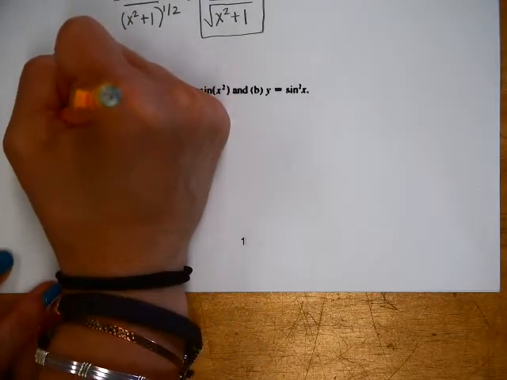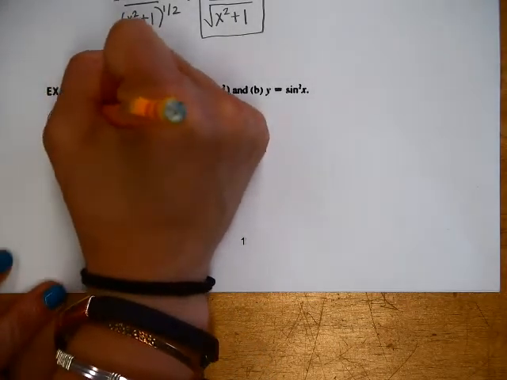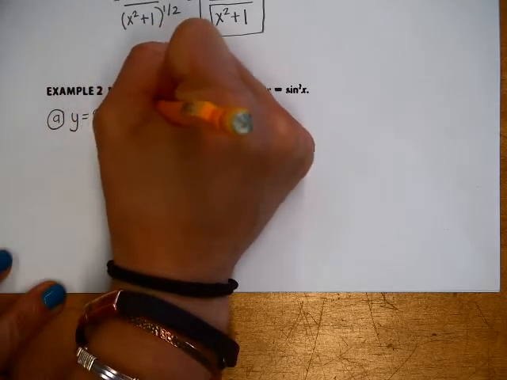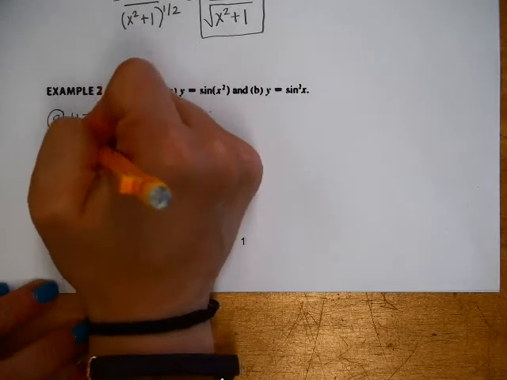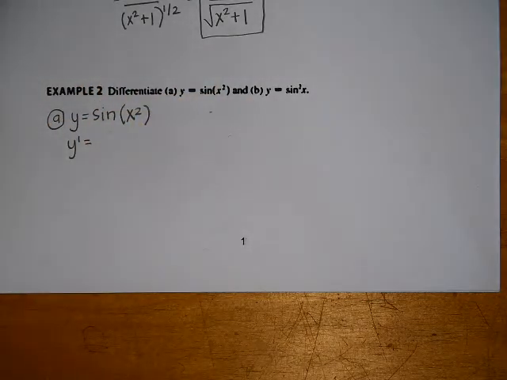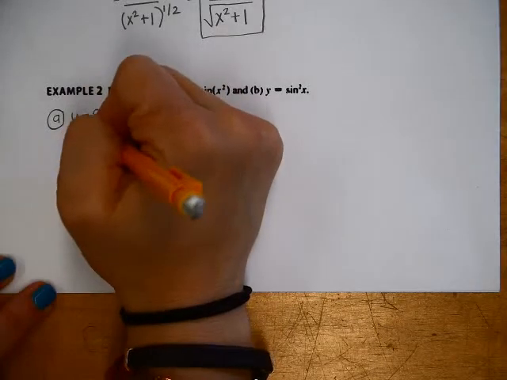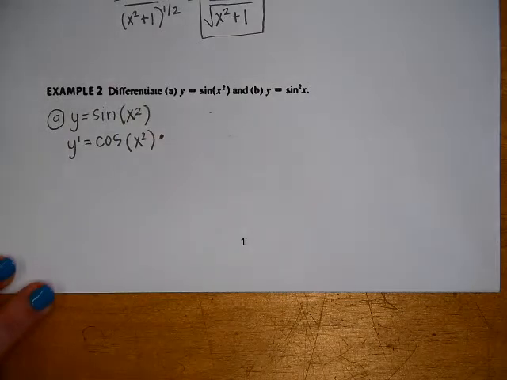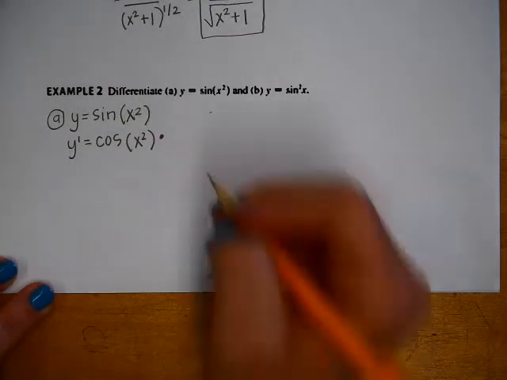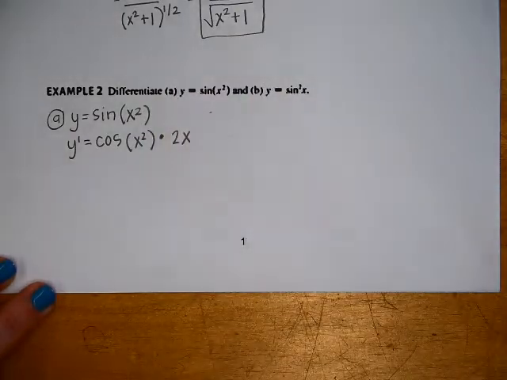All right, so part A, again, is y equals sine of x squared. So that means your outside is sine and your inside is x squared. So using our chain rule, if we take the derivative of the outside, the derivative of sine, which we learned in the last section, 2-4, before our last test, then that would be cosine. Again, leave your inside the same. And then times the derivative of the inside. And so the derivative of x squared is 2x.